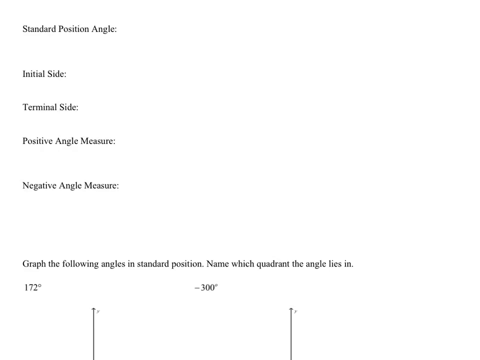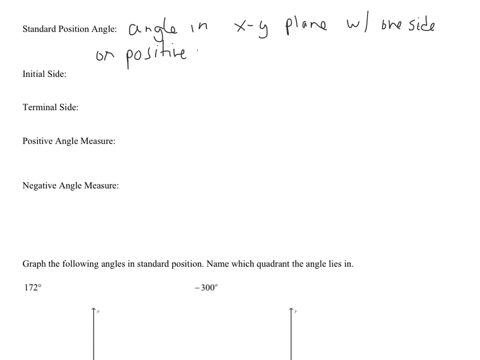So the way we get any angle is what is called a standard position angle. So a standard position angle is an angle in the XY plane with one side on the x-axis, on the positive x-axis, and a vertex at the origin.